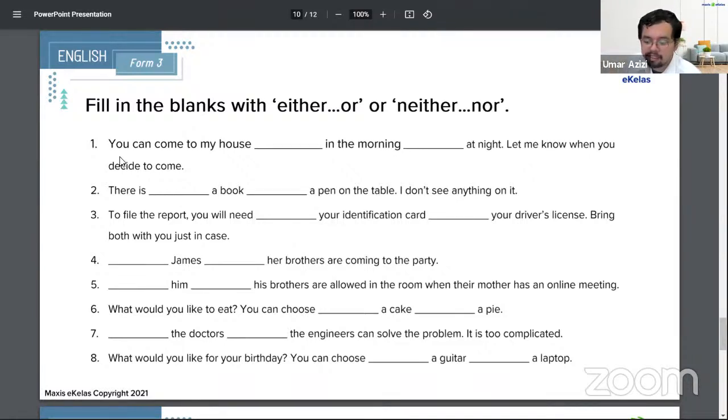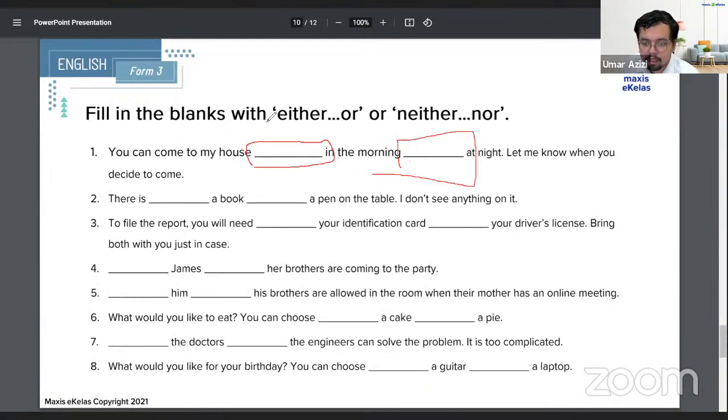Okay, question number 1. You can come to my house in the morning, at night. Let me know when you decide to come. So let me go to this now. We need to fill in this space here and this space here with either or neither nor. Which one do you think it is? Is it either or neither nor?